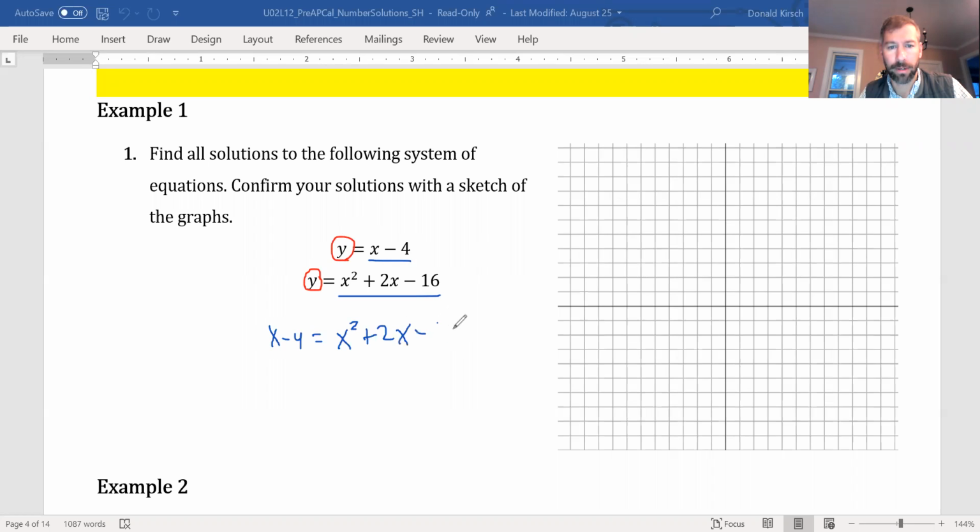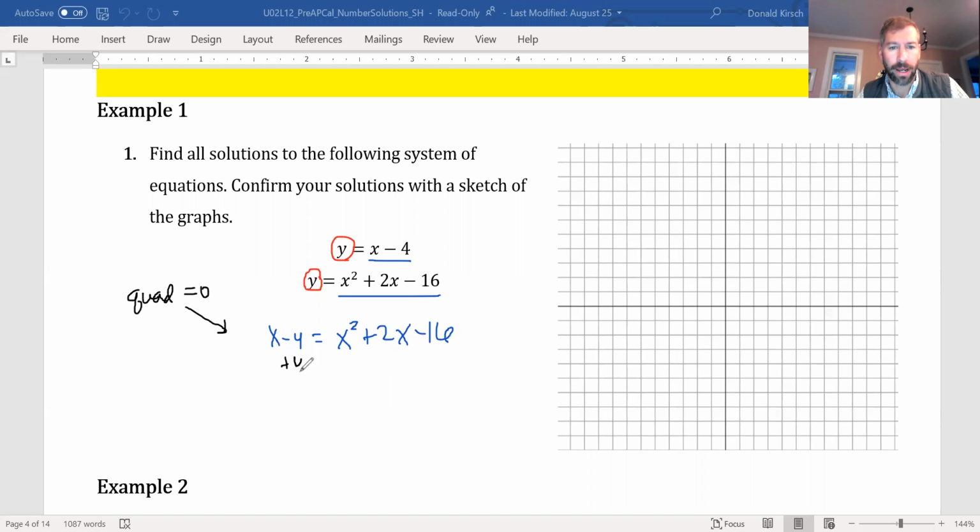Now I've got a little baby equation here, where I've got x's on both sides. I've got an x on the left and an x squared on the right. Well, this is actually a quadratic function, or a quadratic equation. So whenever I have a quadratic, we need it to be equal to 0.